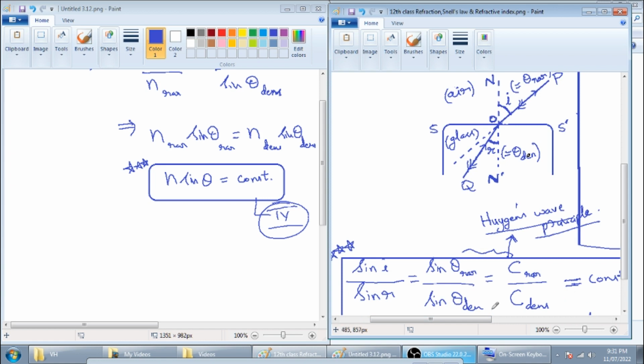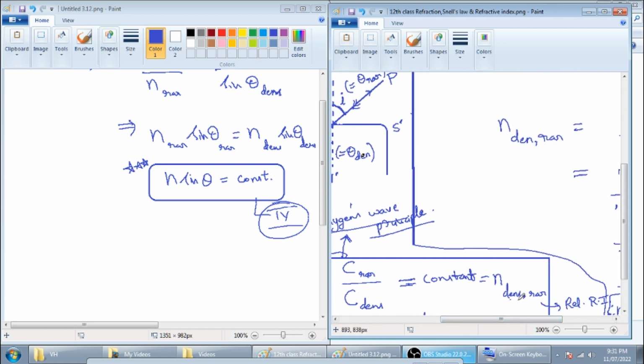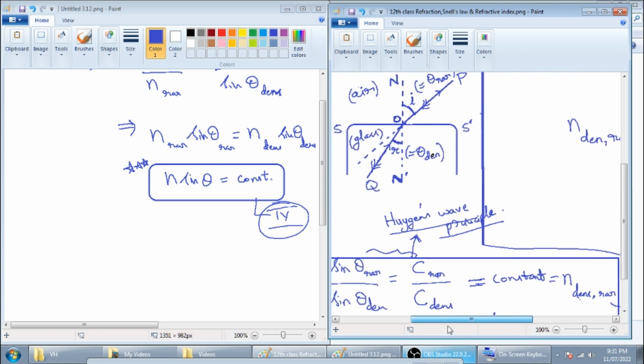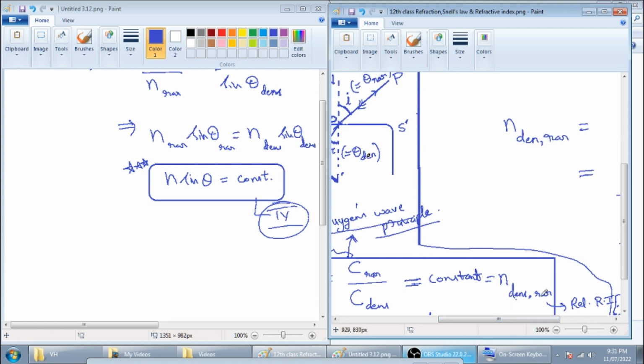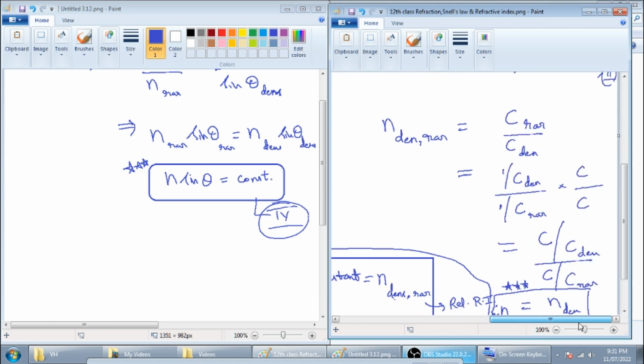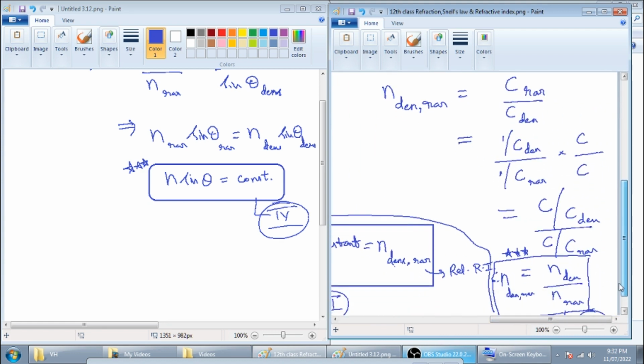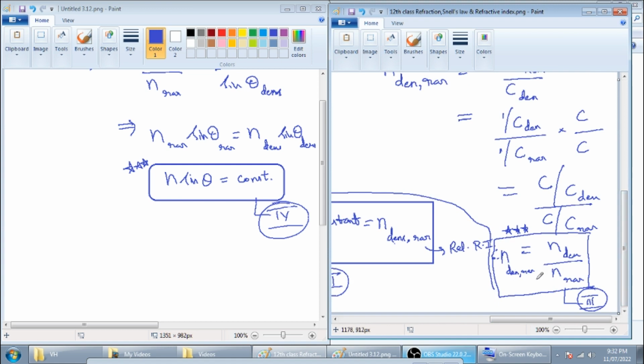If required, in any numerical problem, we can use it very easily following the same definition. So what is the refractive index of denser with respect to rarer? In terms of angles, it is the sine of the angle in the rarer divided by the sine of the angle in the denser medium. In terms of absolute refractive index, it's very simple, equation 3. What is equation 3? Denser with respect to rarer is the absolute refractive index of denser divided by the absolute refractive index of rarer. So that's the thing here.